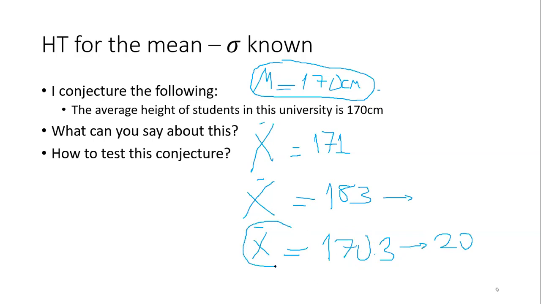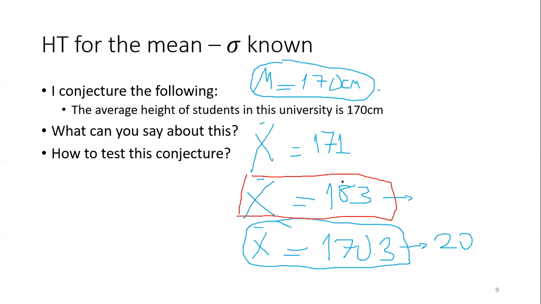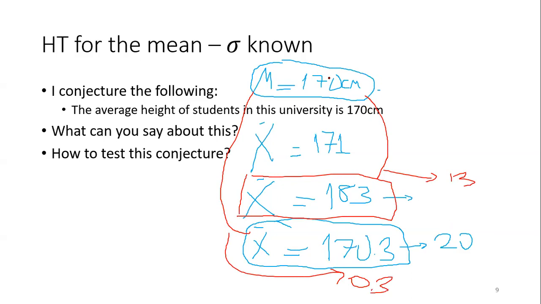So your decision based on this X bar is different than your decision based on this X bar. Okay? So what is the thing that we are checking? In fact, many of you just said this. We are just looking at the error, or the deviation. The difference here is 13 centimeters, but the difference here is 0.3 centimeters. So in fact, what we are looking at is my conjecture and the real data.